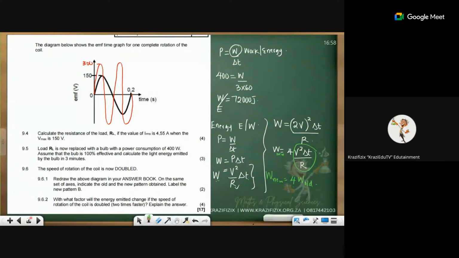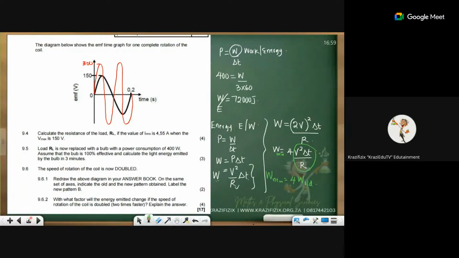Guys, are we okay? Did it make sense? By a factor of 4. This you will find again in multiple choice. It's present in multiple choice a lot. So it's about the formula usage. Yes, talk to me. How did you get from W is equal to V squared delta T over R to the next? How do you move from the first formula to the second one?